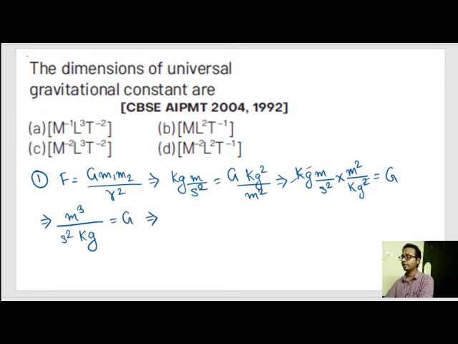Or in the form of dimension, this can be written as mass to the power minus 1, because kg was to the power minus 1, length to the power cube, meter to the power cube, and seconds is converted to time to the power minus 2. So the gravitational constant is M to the power minus 1 L cube T to the power minus 2. Option A is our correct answer.